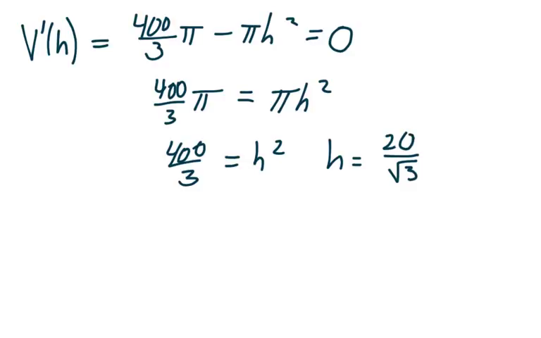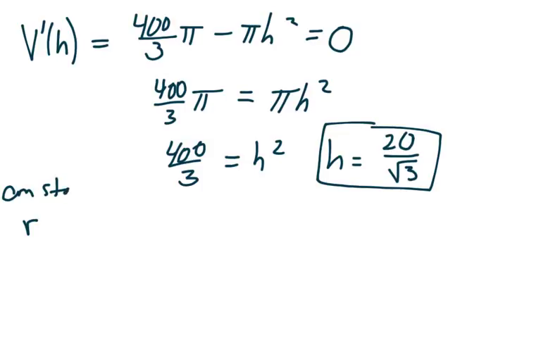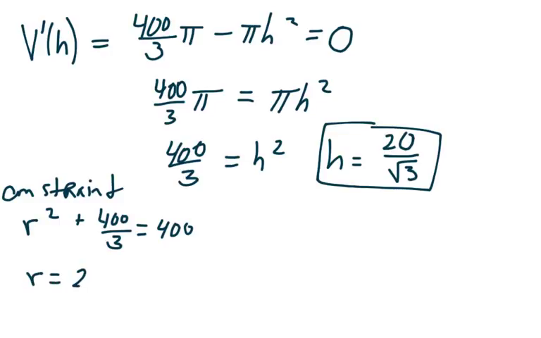Alright, so there we found h. We've now found h. Let's find r. So we go back to the constraint to solve for r. So we have that r squared plus 400 over 3, since h squared is 400 over 3, has to be equal to 20 squared, which is 400. So if I solve this for r, ultimately I end up with r equal to 20 times the square root of 2/3. And I'll let you verify that. I've skipped a few algebra steps.